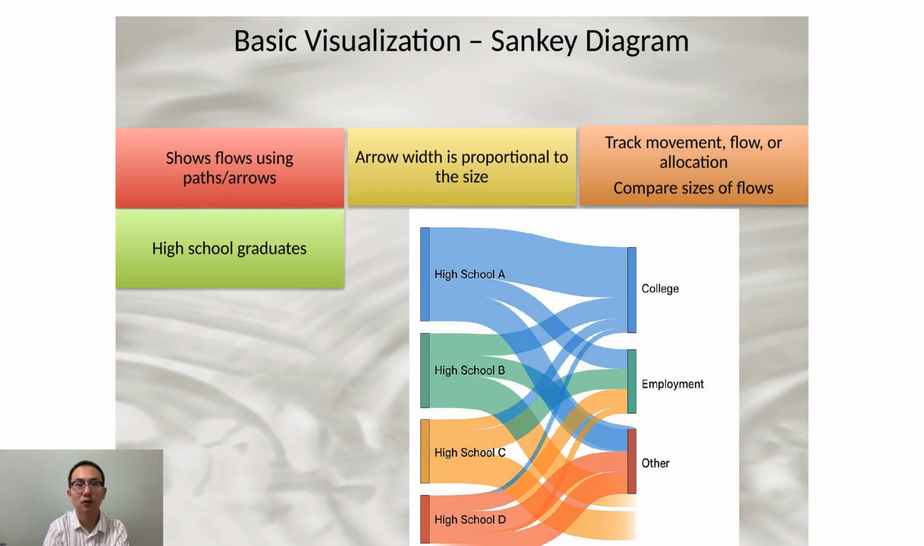So what can we conclude? College is the most common path overall, especially for students from schools A and B, but schools C and D have a larger share of students choosing non-college or alternative paths.